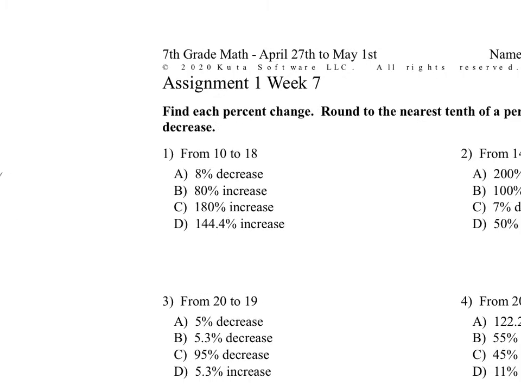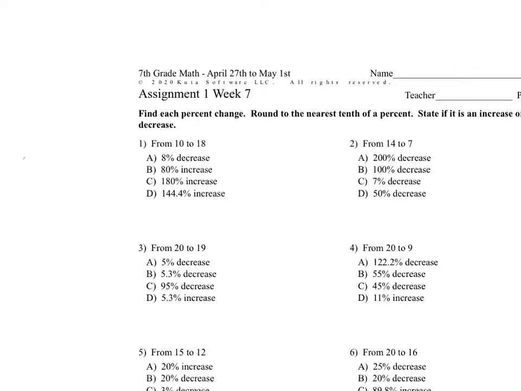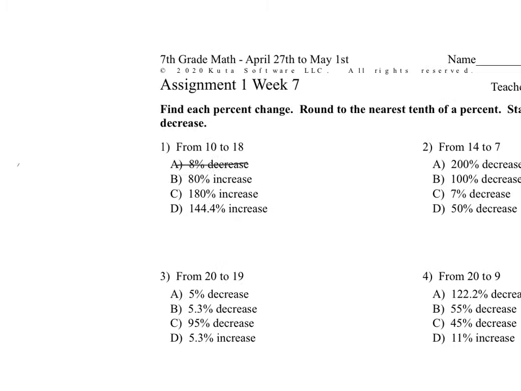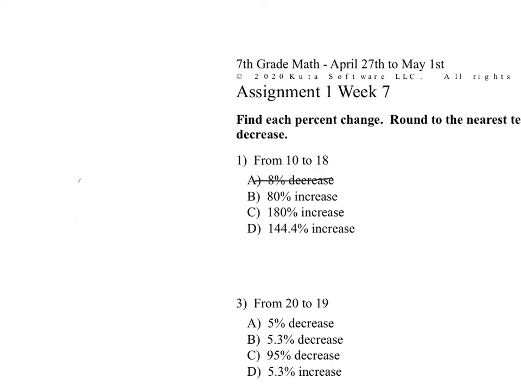Okay, so on these, the first thing I would look for is just looking at the problem, looking at your numbers. Number 1 goes from 10 to 18, and think, is that an increase in a number or a decrease? Does it get higher? Does it get lower? In this case, 10 to 18, it got higher. It's an increase. So I can get rid of A. I was kind of hoping there would be 2. That's okay. So from 10 to 18.